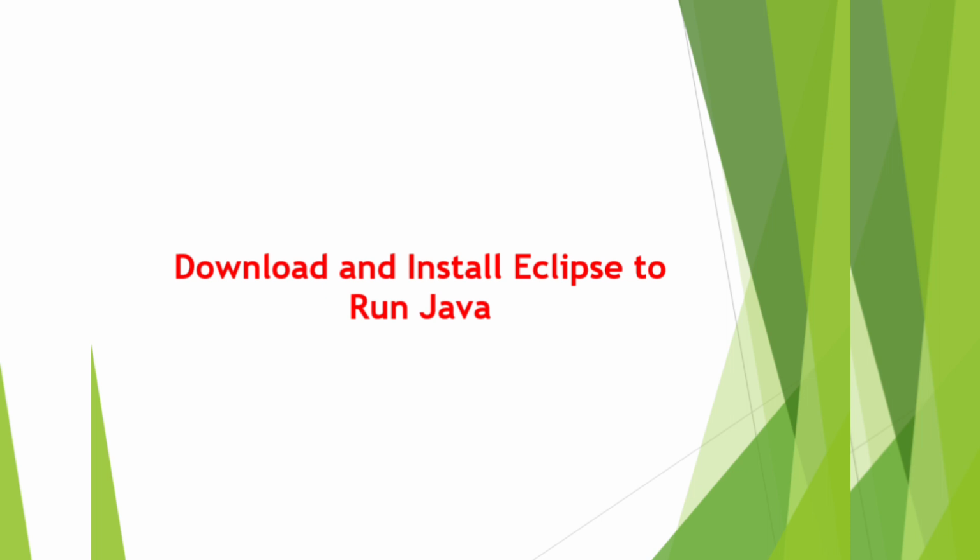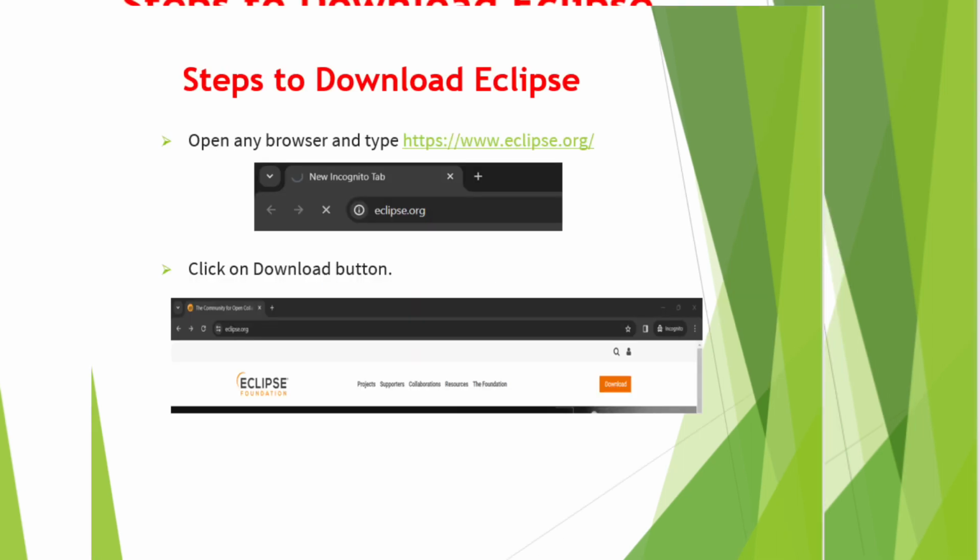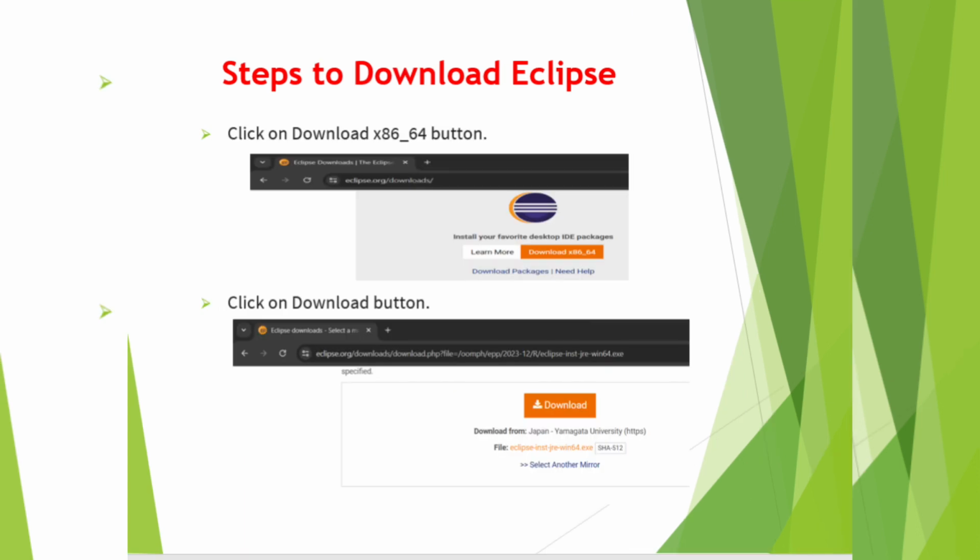So we have to open any browser which you have on your laptops and you have to type eclipse.org. Okay, and then the application will open and then click on the download button. When you click on the download button, there's an option to click on the download x86_64 button. Okay, so click on that and then click on the download button. This is another button which you will be seeing.